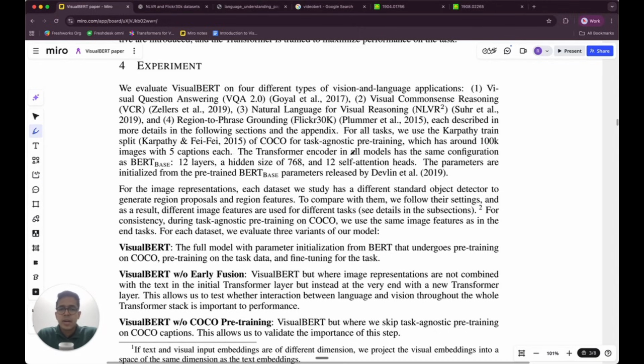Okay, so the transformer encoder in all models has the same configuration as that of BERT base. So 12 layers, hidden size, which is the embedding dimension, of 768, and 12 attention heads. So there are 12 self-attention heads in the multi-head attention. The parameters are initialized from the pre-trained BERT base parameters released by Devlin et al. Okay, this is a very important thing. So they are not starting from scratch. VisualBERT is starting with the pre-trained parameters of the BERT base model. All right, good to know.